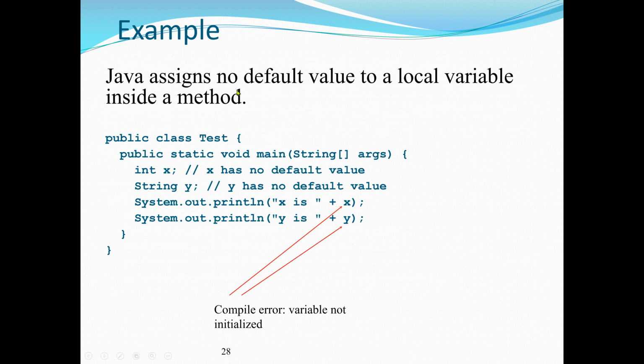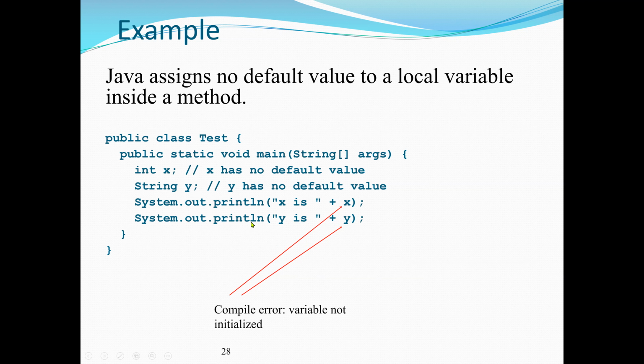So Java assigns no default value to a local variable inside a method. Here we have a main method. We have a variable x. x has no default value. We have string y. y also has no default value. Now, if we want to print out the x and y values, we are going to get an error.